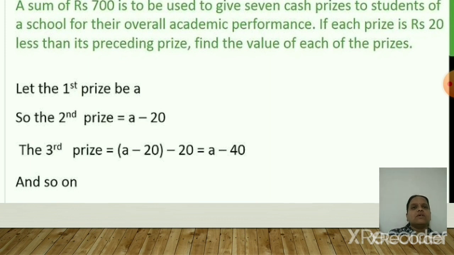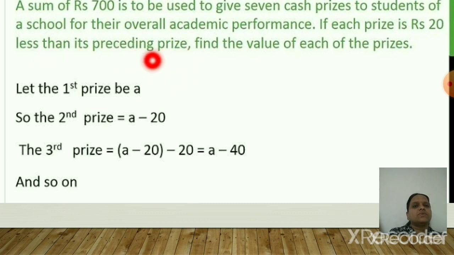The sum of rupees 700 is to be used to give 7 cash prizes to students of a school for their overall academic performance. If each prize is rupees 20 less than the preceding prize, find the value of each of the prizes. Again, understand the sum. The total amount is given as 700, that means Sn is 700. And each prize is rupees 20 less than the preceding.